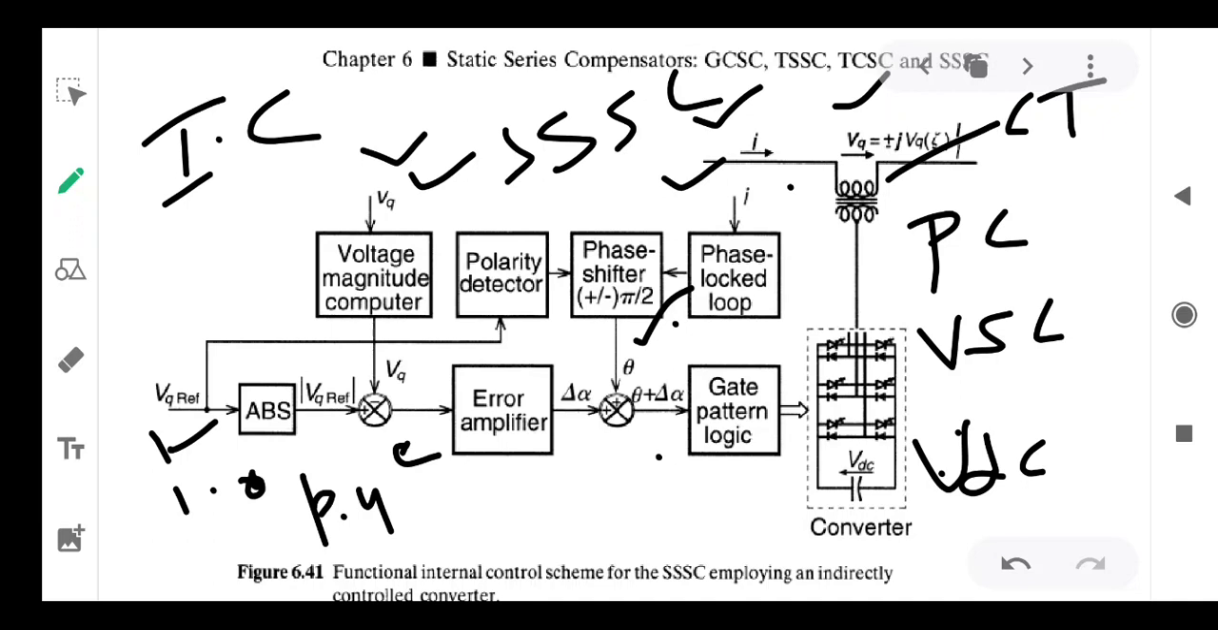Like that, based on your requirements, you can give the VQ reference. VQ reference will decide the functioning of SSC based on your requirements.